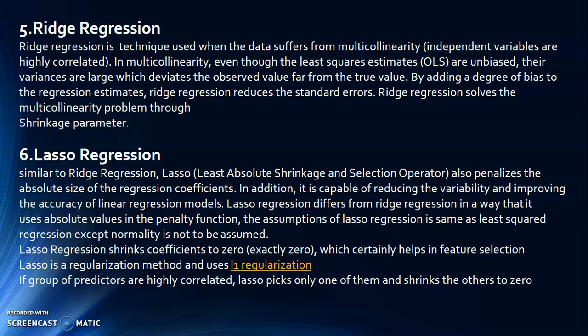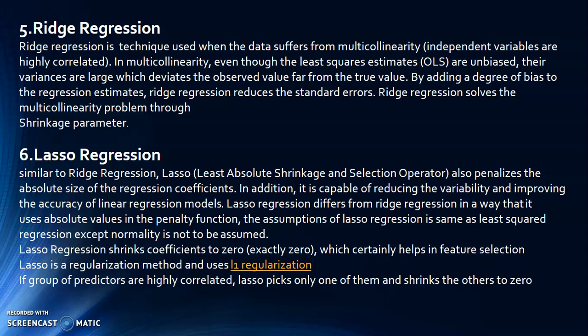Next is Ridge regression. Ridge regression is a technique used when the data suffers from multicollinearity, that is, independent variables are highly correlated. In multicollinearity, even though the least square estimates are unbiased, their variances are large, which deviates the observed value far from the true value. By adding a degree of bias to the regression estimates, Ridge regression reduces the standard errors. Ridge regression solves the multicollinearity problem through a shrinkage parameter.